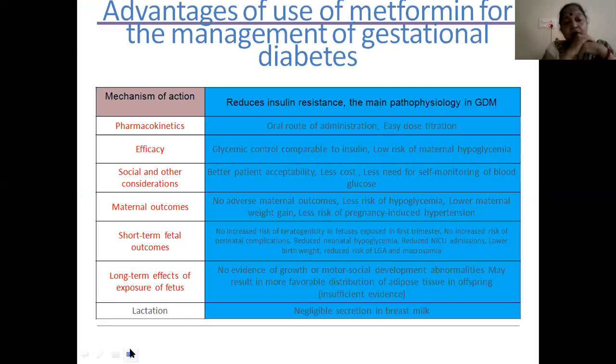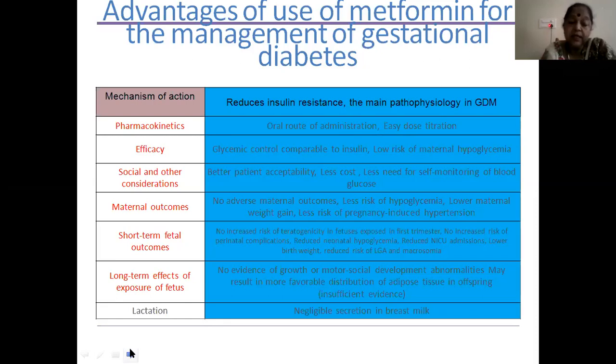If you see the pharmacokinetics and mechanism of action, the main pathophysiology in GDM is insulin resistance. So they say that metformin is orally effective, so it is easy to give the patient. On efficacy, the glycemic control is comparable to insulin, they say, and there is low risk of maternal hypoglycemia, whereas if you give insulin, patients have more hypoglycemic episodes. On social and other considerations, patients have better acceptability, less cost, and less need for self monitoring of blood glucose.